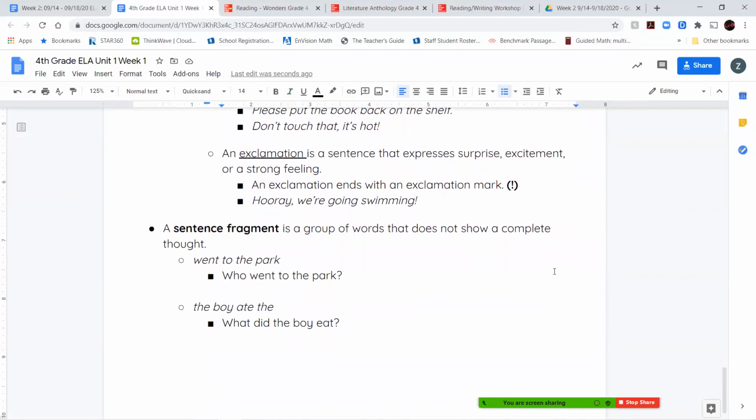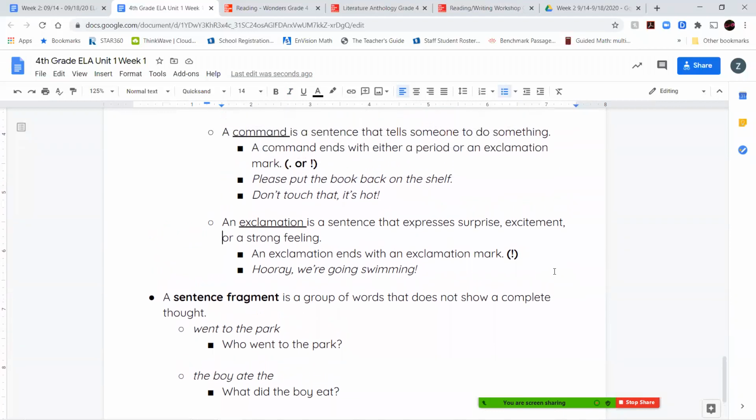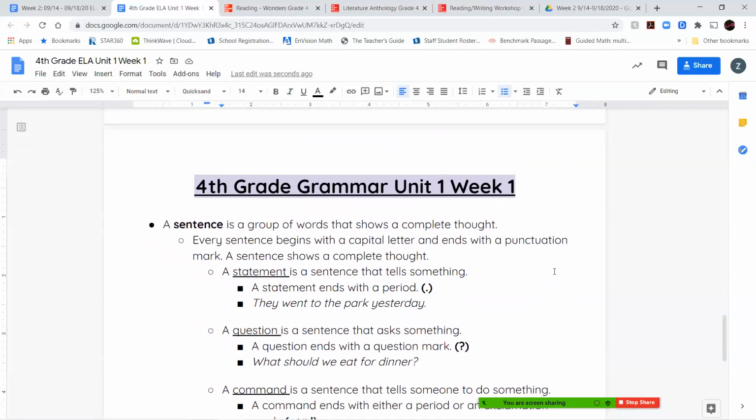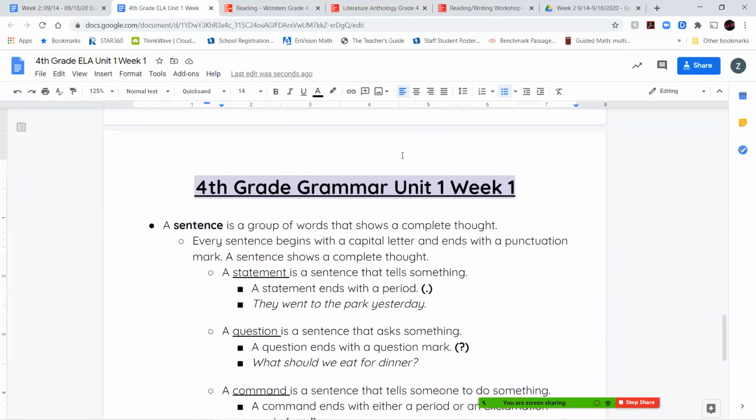So one example of a sentence fragment is "went to the park." Well, who went to the park? Why did they go to the park? It doesn't give us the whole thought. Or I can say, "the boy ate the" what? Ate the cookie, ate the ice cream, ate the pizza. We don't know because it is incomplete. It is not complete. It is a sentence fragment. So that's it for your language arts notes and information for this week.